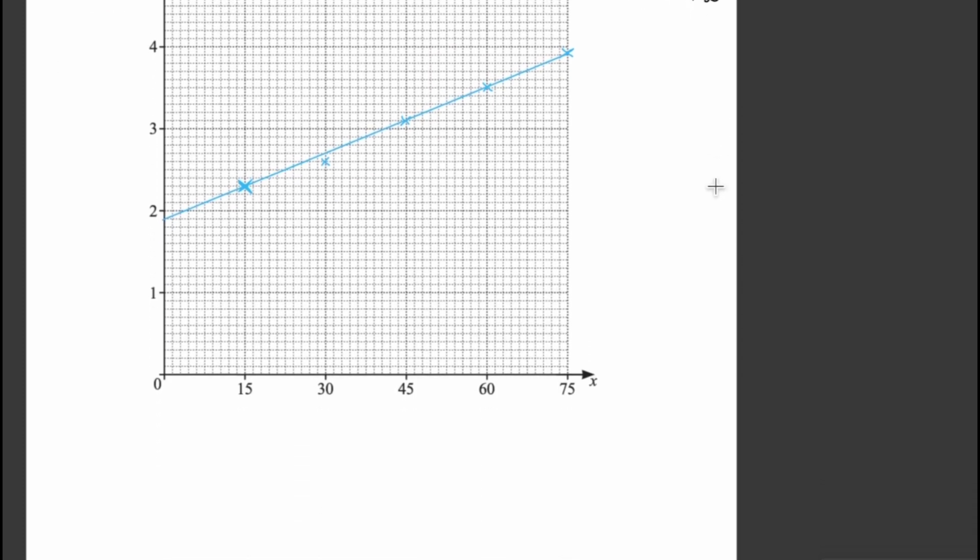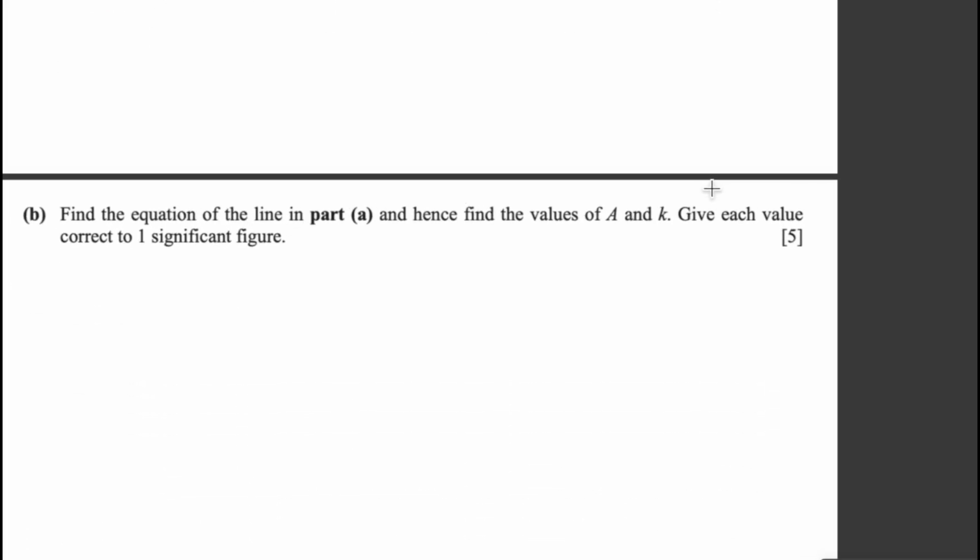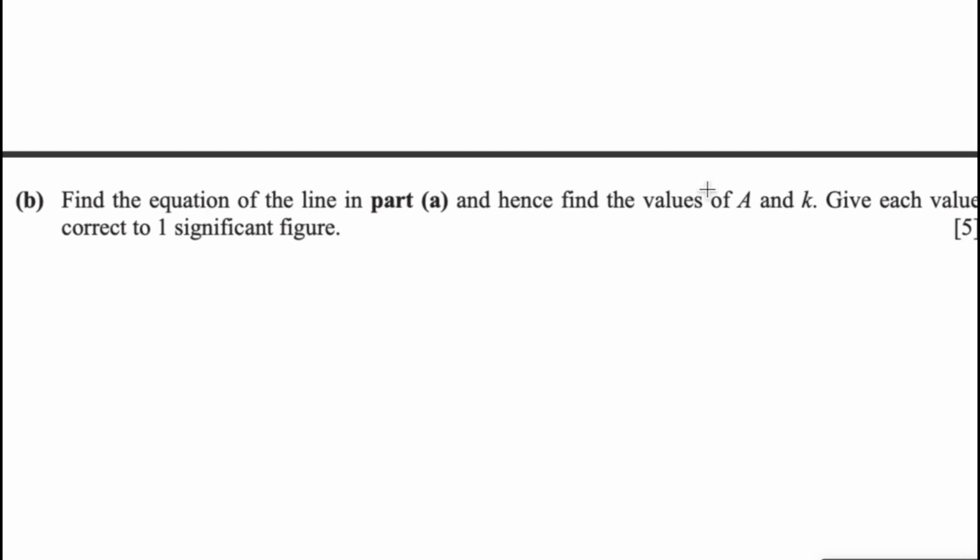Now, moving on to question part B. Find the equation of the line in part A and hence find the values of A and K. We're going to find the equation of the line in part A first, and this is very similar to what we have done in the non-graph questions.